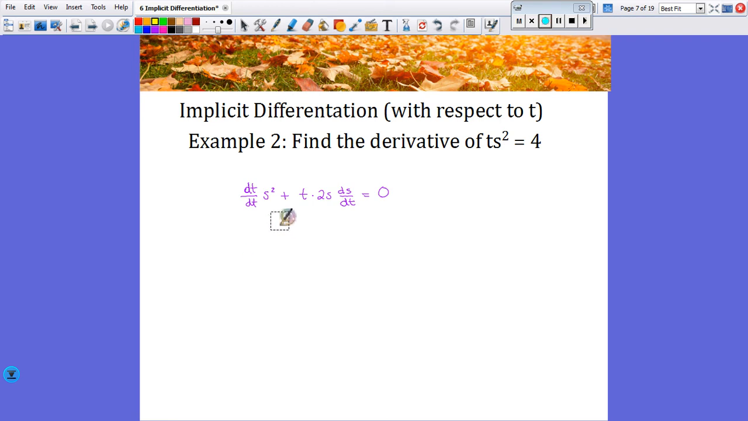Now our goal is to isolate ds dt. dt over dt equals 1. So I'm going to have s squared plus 2ts ds dt equals 0, and then I'm going to subtract s squared from both sides. To further isolate ds dt, I'm going to divide both sides by 2ts, and then s squared divided by s is going to be negative s in the numerator divided by 2t.